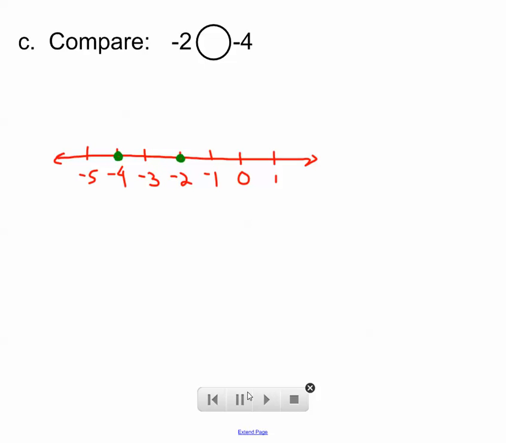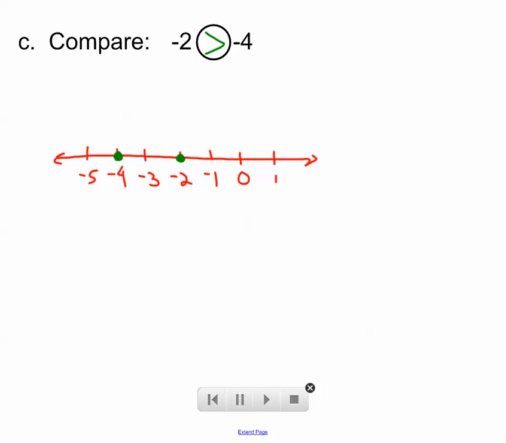Now, is -2 bigger than -4, or is it less than -4? Well, since -2 is to the right of -4, it is greater than. And here's the symbol for greater than.